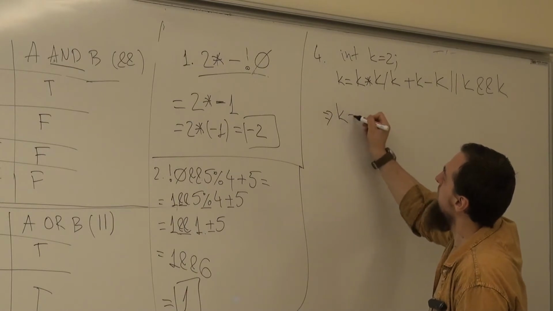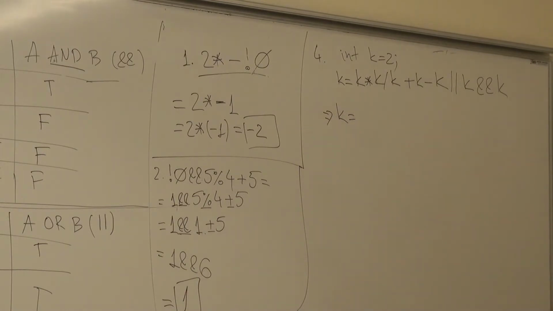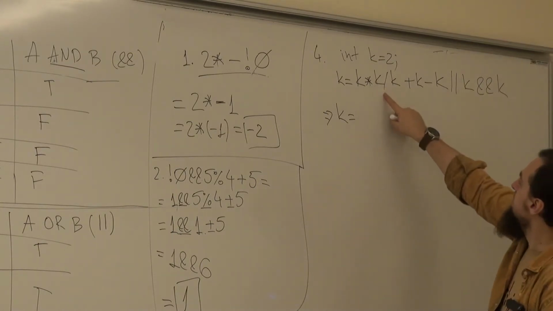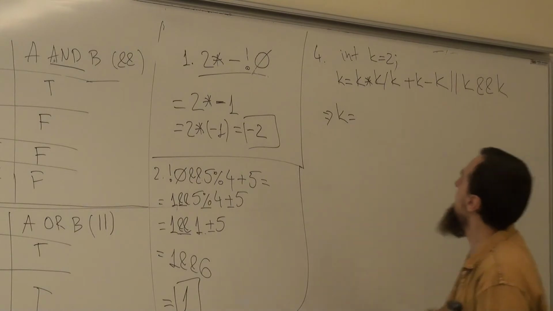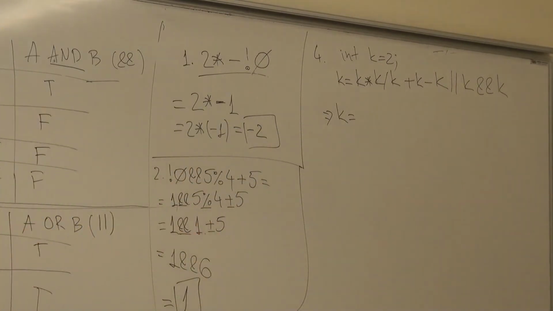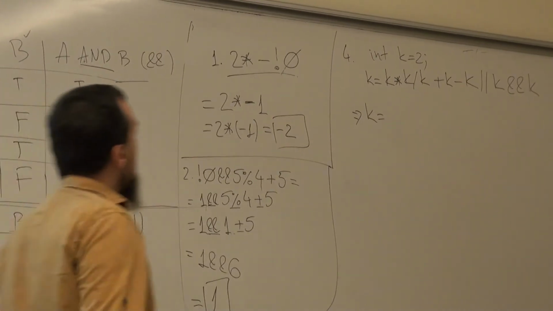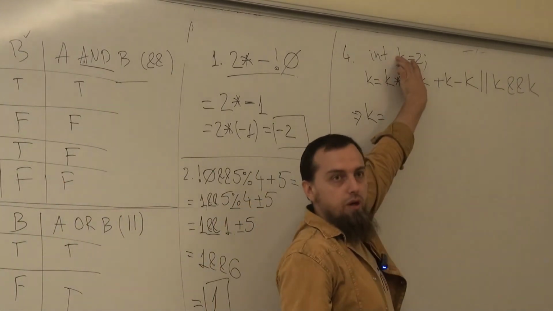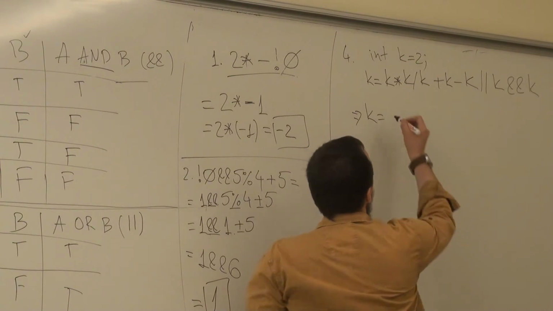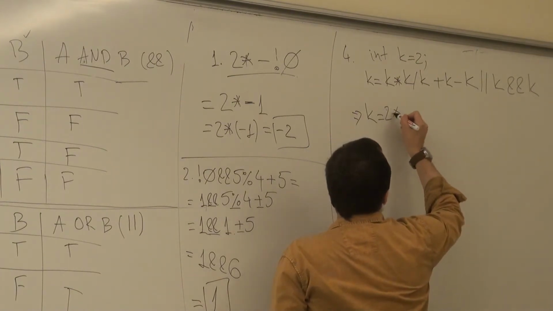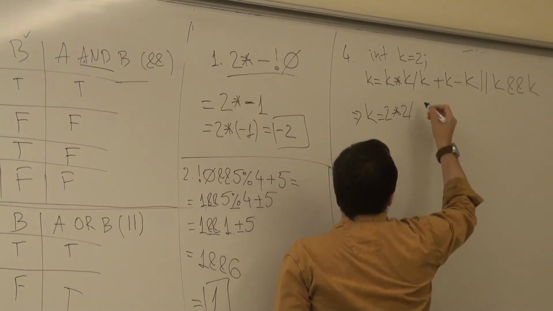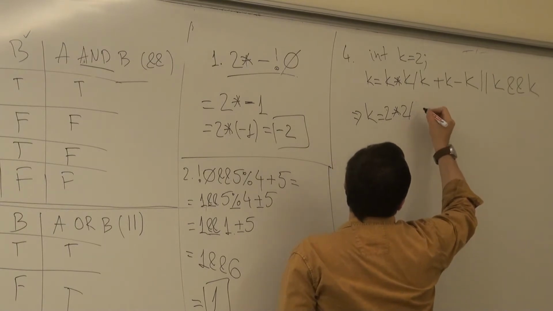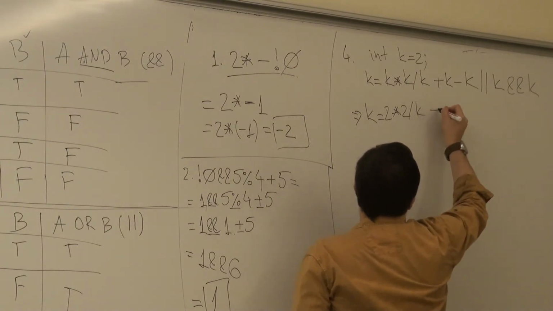This translates to k is equal to, let's see the table. Where is the table? Which one has priority from those? Addition, division, multiplication. So we are going first with multiplication. You see that k is 2. So here we can write 2 multiplied by 2 divided by, let us write k for the time being.